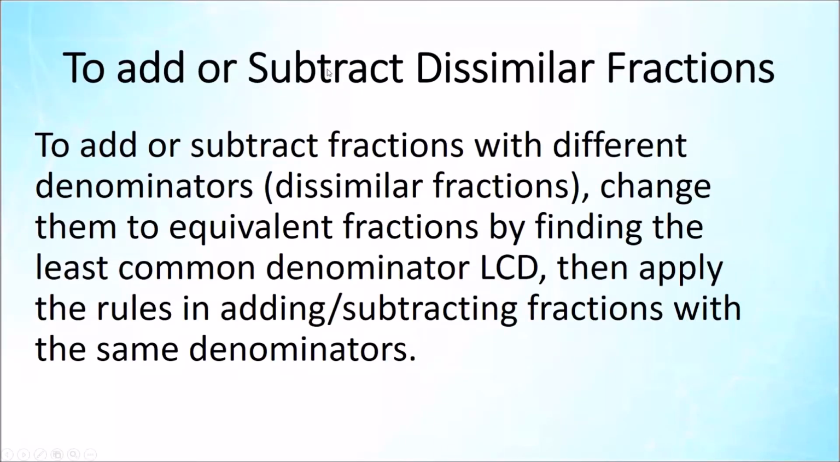What if the denominators are different? To subtract and to add dissimilar fractions, or fractions with different denominators, change them to equivalent fractions by finding the least common denominator or LCD. Then apply the rules in adding and subtracting fractions with the same denominators. This means that when the denominators are different, we first make their denominators the same. Make the fractions similar fractions by finding the least common denominator.